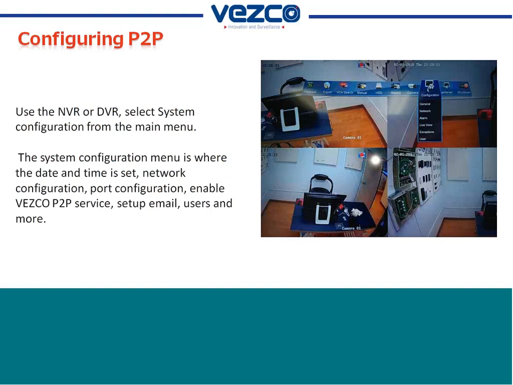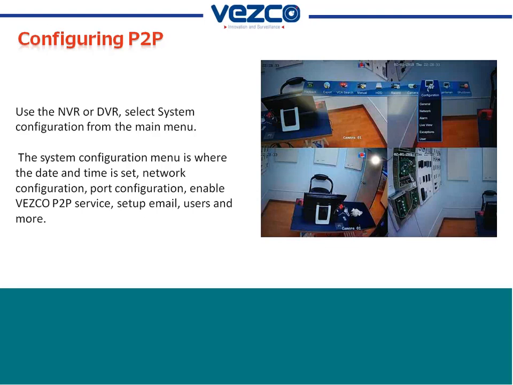Now we get onto configuring P2P. Use the NVR or DVR, select menu from the configuration. So you're going to go to the main menu, select configuration. Once you're in the configuration, this is the main tab for anything that you want to change in the system. The system's configuration menu is where you change time, date, do network configurations, port configurations, and enable the Vezco P2P service.